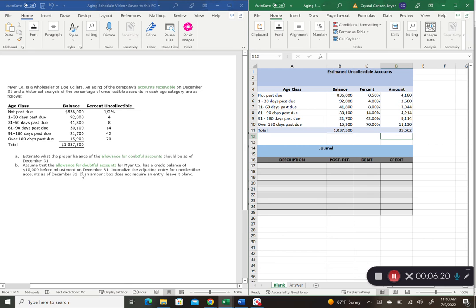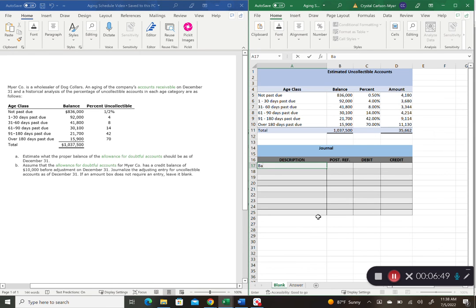Right now, we already have a credit balance of $10,000, so we need to make an adjusting journal entry to adjust the balance in our allowance for doubtful accounts so that it's correct going into next year. So I want to do that adjusting journal entry now. After you get your aging schedule complete, you know your balance should be $35,662. It's sitting at $10,000, so you need to make an adjustment for the difference between those two.